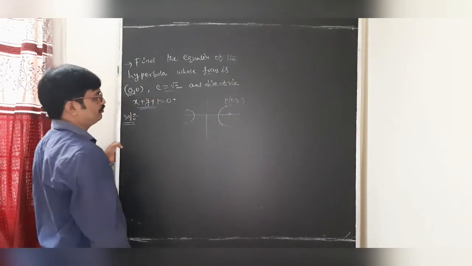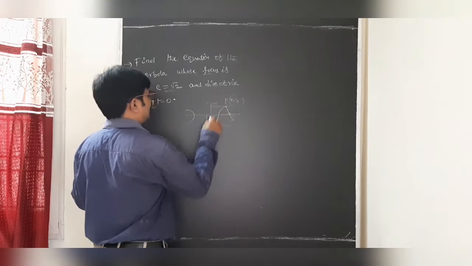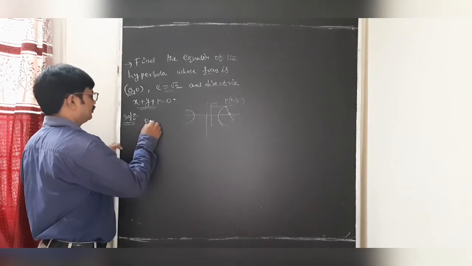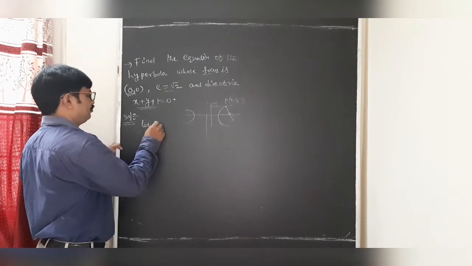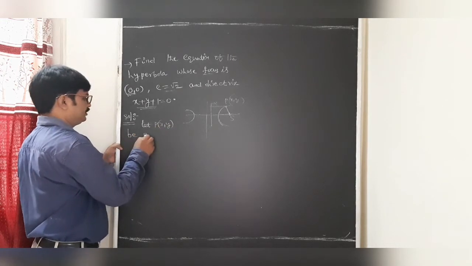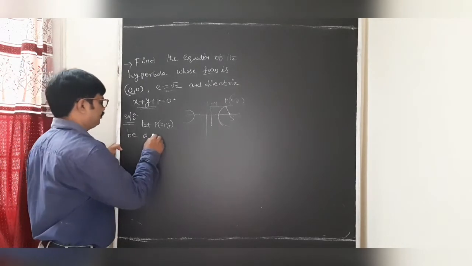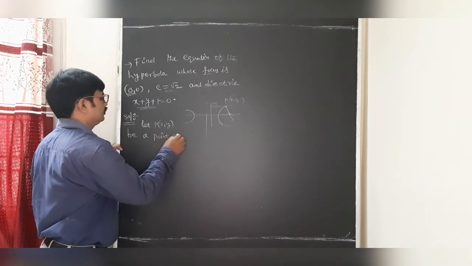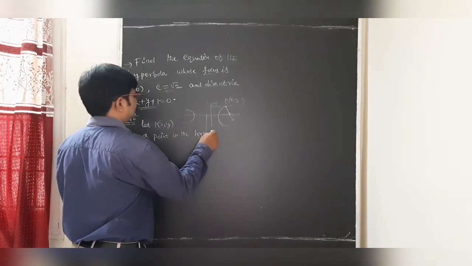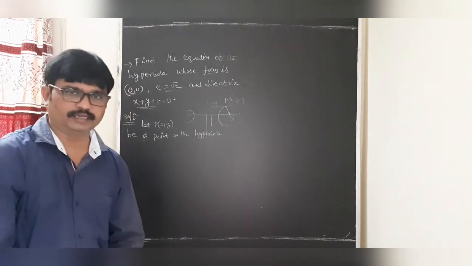such that the ratio of the distances from the fixed point and the fixed line is always in a constant ratio. So dear students, by the definition of the conic, first we take, let P(x, y) be a point on the hyperbola.